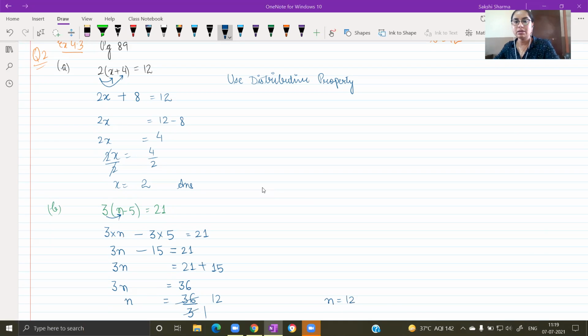Samira Preet, beta, can you just unmute and tell me which part is not clear? Ma'am, A part. A part, when you apply distributive property, if you want, you can write down one extra step the way Tanvi has written.